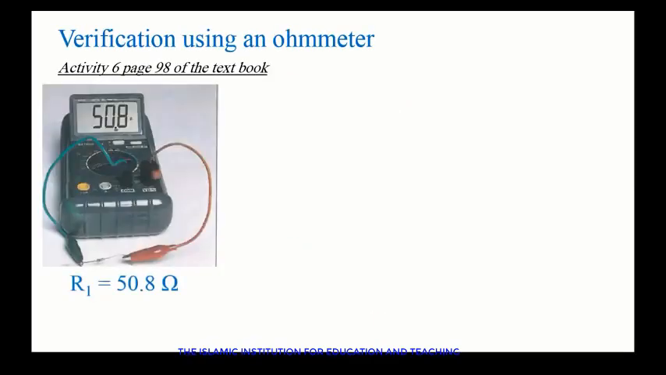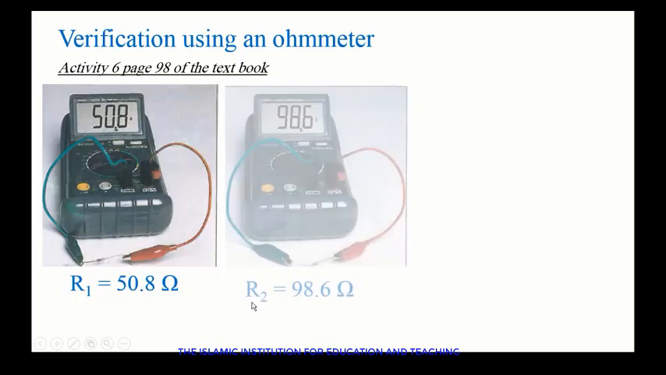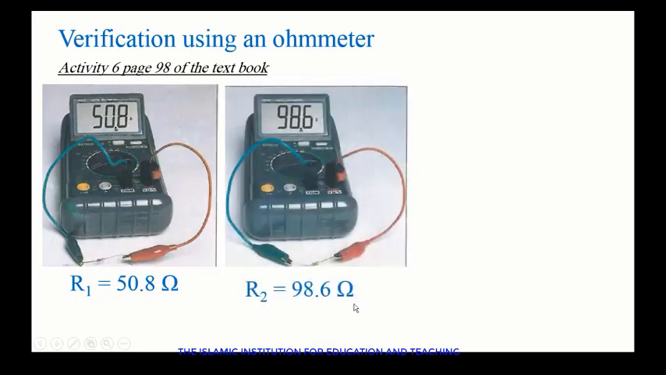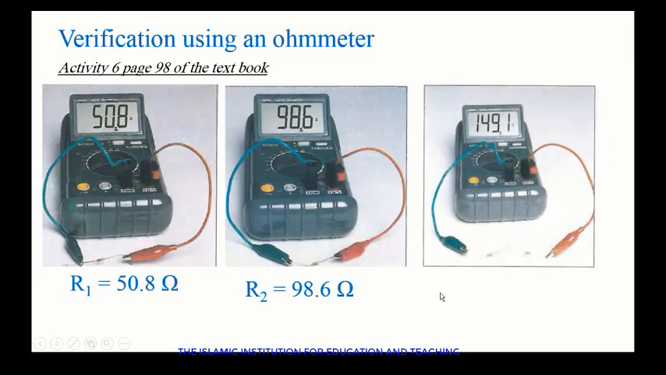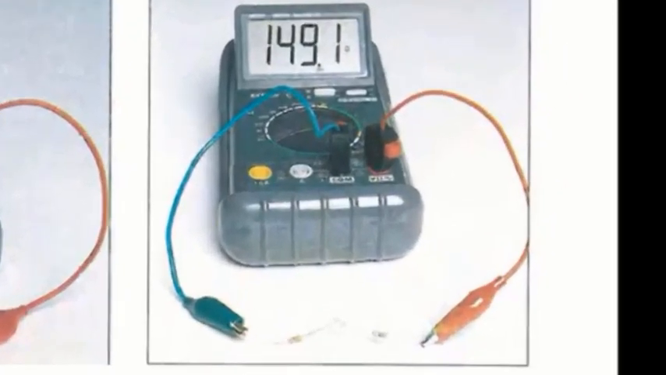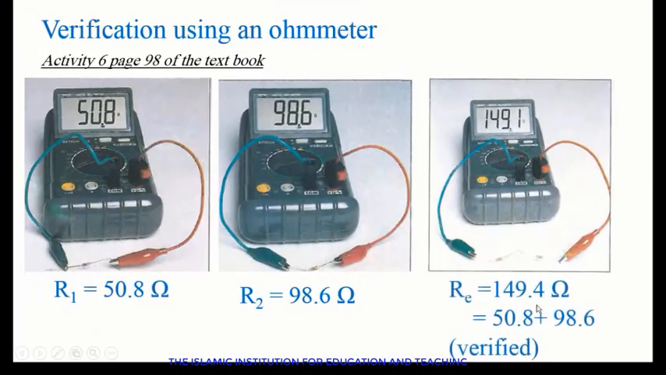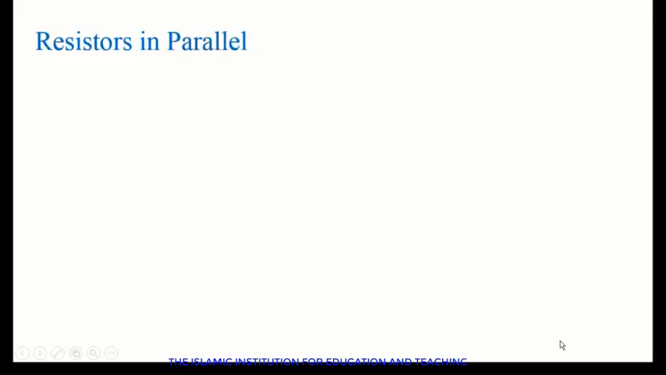Now let's verify this formula using an ohm meter. Here the resistor R1 is connected to an ohm meter to measure its resistance. It indicates 50.8 ohms. When R2 is connected to an ohm meter, the ohm meter indicates 98.6 ohms. Now R1 and R2 are grouped in series and their resistance is measured by the ohm meter. The ohm meter indicates RE equals 149.4 ohms, which is the sum of R1 and R2. Then the formula is verified.